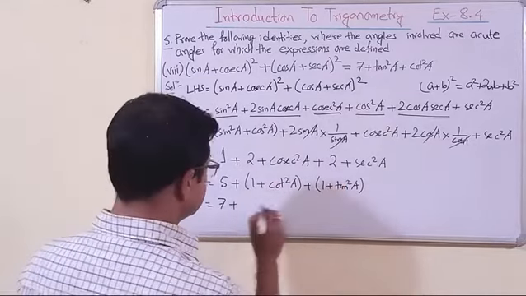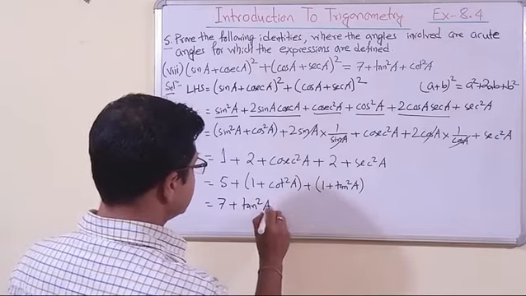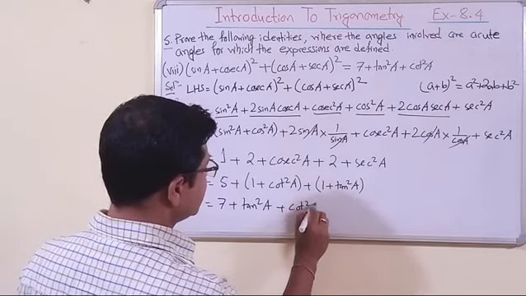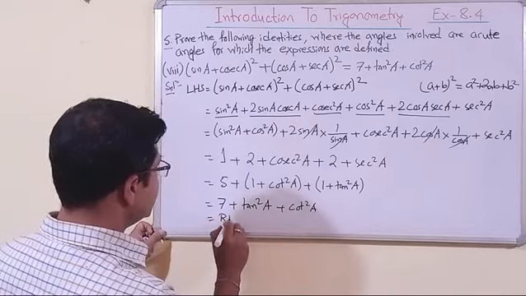Then what is asked? This tan square A. Then this cot square A. In this way we can prove the right hand side.